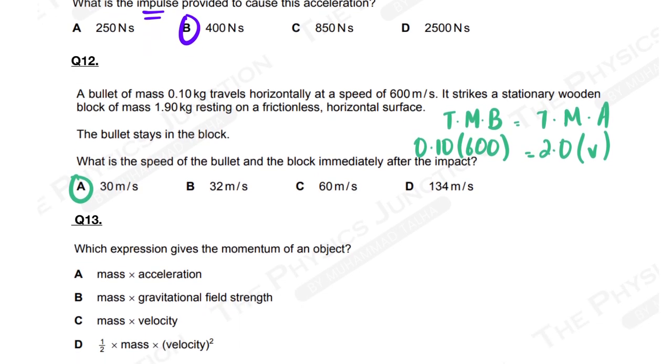Which expression gives the momentum of an object? So momentum is by definition mass times velocity. This is weight, this is kinetic energy, this is resultant force.